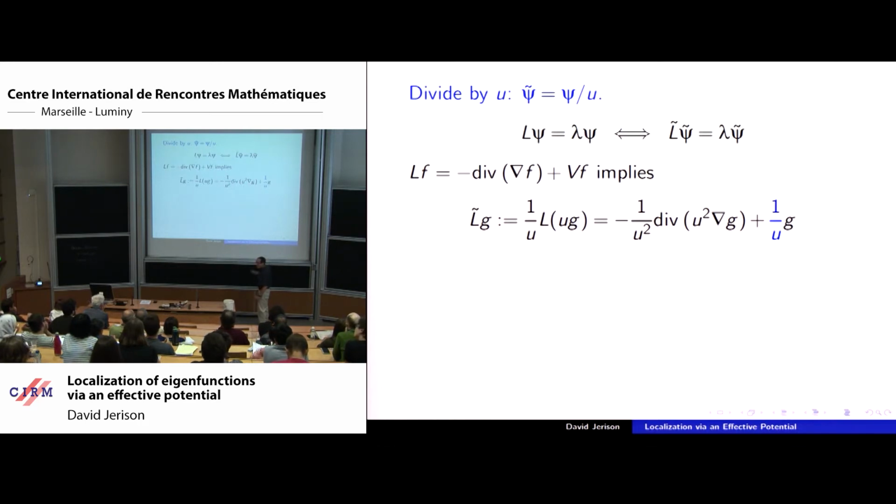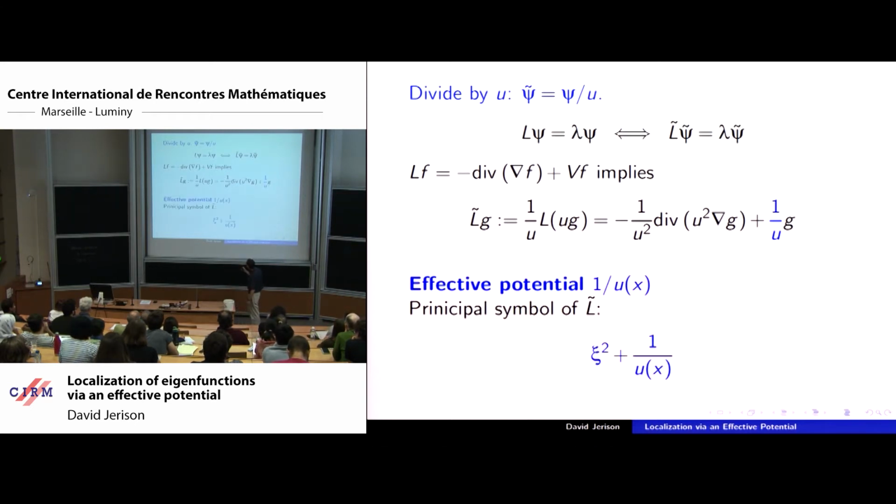We have some other second-order operator. What's happened here is we had the kinetic energy term and the potential energy term, and now we've traded it so that there's a different kinetic energy here and a different potential energy over there. So we're just looking at this in a different coordinate system, in some sense. What can we get out of this? Well, we gave it a name: the effective potential. It's the new potential we got when we started with V and ended up with 1 over u. And if you notice, the principal symbol of this operator is just the same as the one we had before.